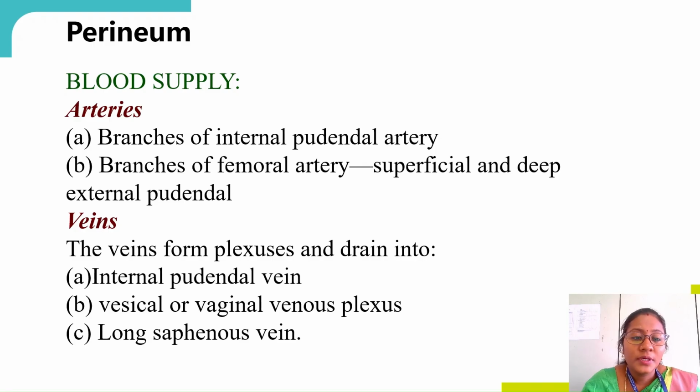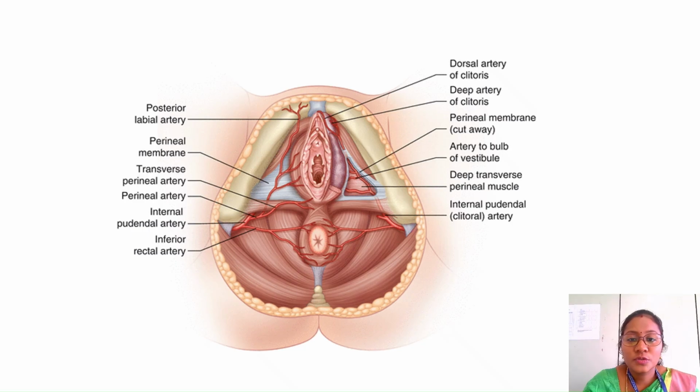Now we will discuss the blood supply of the perineum. In the perineum, there are branches of the internal pudendal artery and then branches of the femoral artery, that is the superficial and deep external pudendal. The veins are the internal pudendal vein, vesical or vaginal venous plexus, or long saphenous vein. See the image, there will be the presence of the arteries. See the internal pudendal artery.